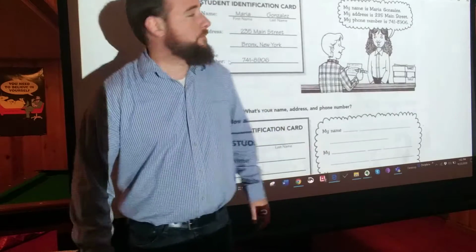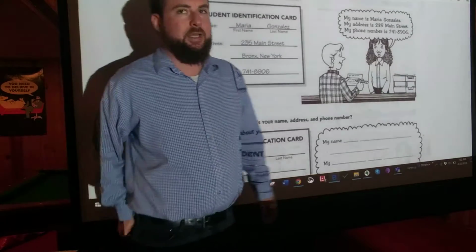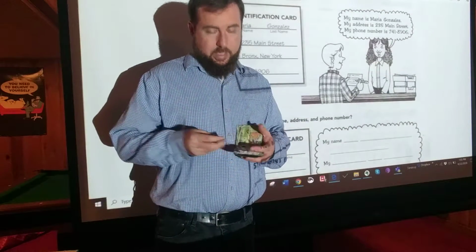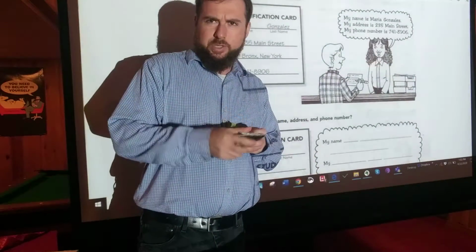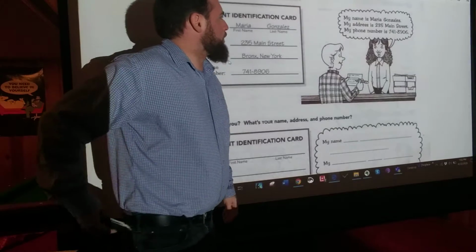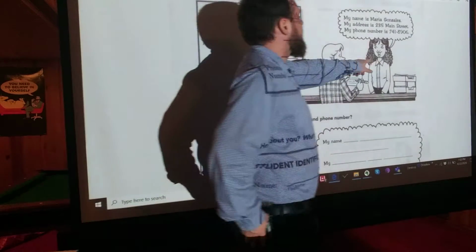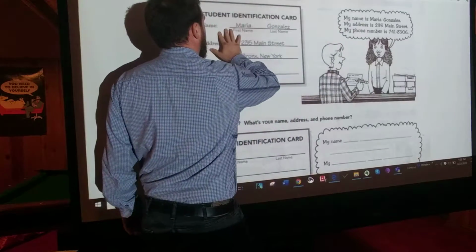Next page, they're filling out what they call like a student identification card. It's kind of like a driver's license, kind of like this. You can see that, you know. That's what they're doing. That's what this is supposed to be. So, again, we have our old friend Maria. She's filling in her information here.